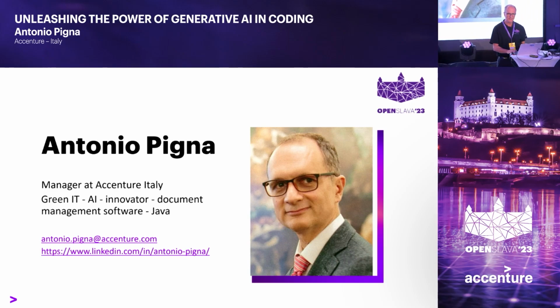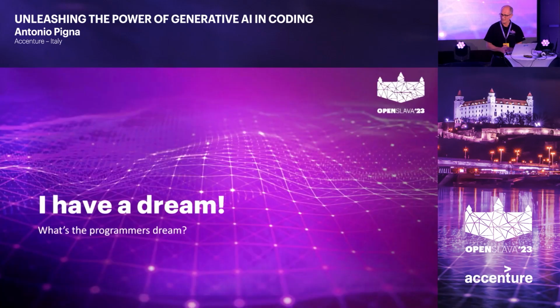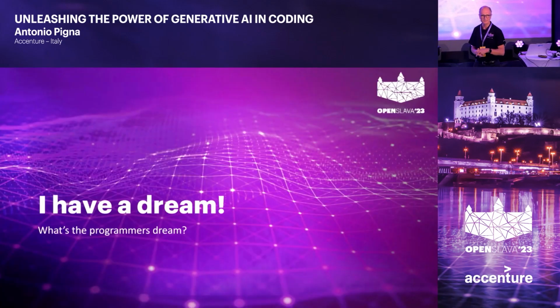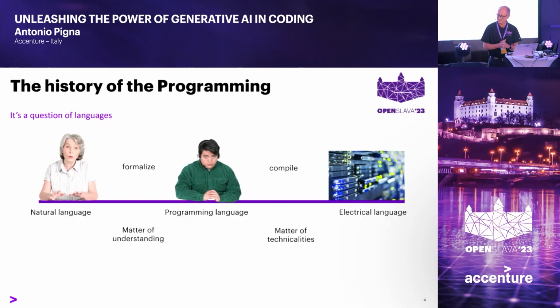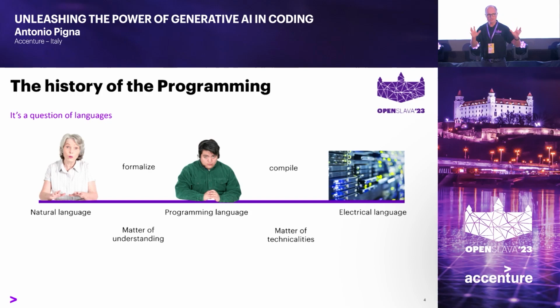When I was born as a programmer, I had a dream. Every one of you, as a programmer, probably has a dream. Let me introduce my dream with a short history of what programming is for us. What is programming? It is probably divided in two main topics. The first one is you have a functional requirement, a requirement which is written in natural language.